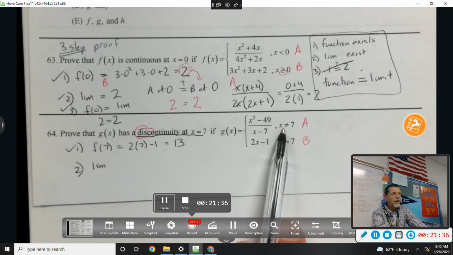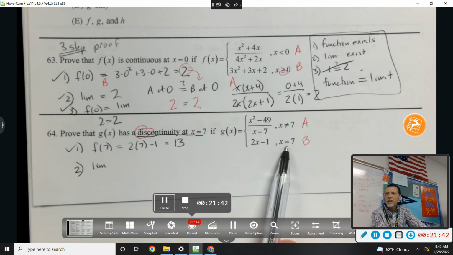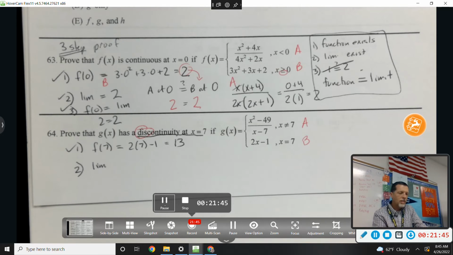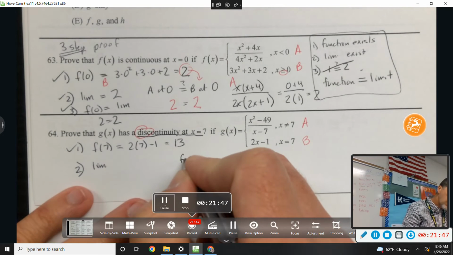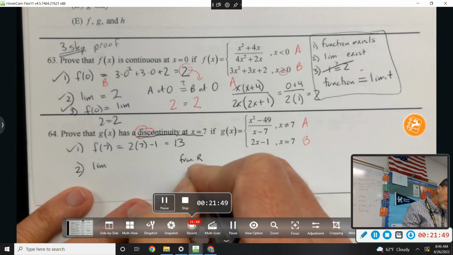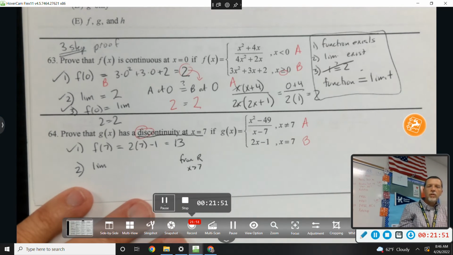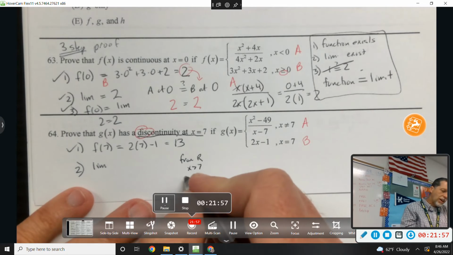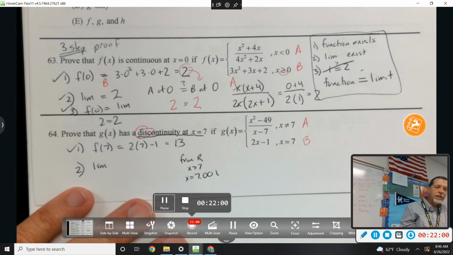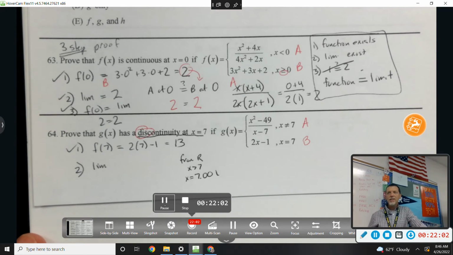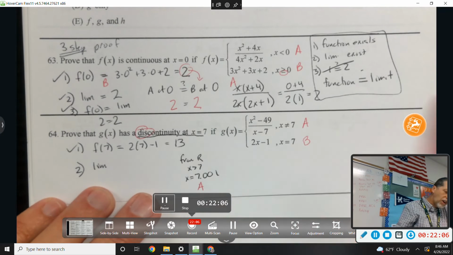If I'm coming from the left, so if x is a little bit more than 7, what branch am I on? A or B? If x is a little bit more than 7. From the right, so x is greater than 7. Which branch is that going to be on? If x is 7.001, that's branch A, because it's not 7. So I'll need to check branch A for the right.